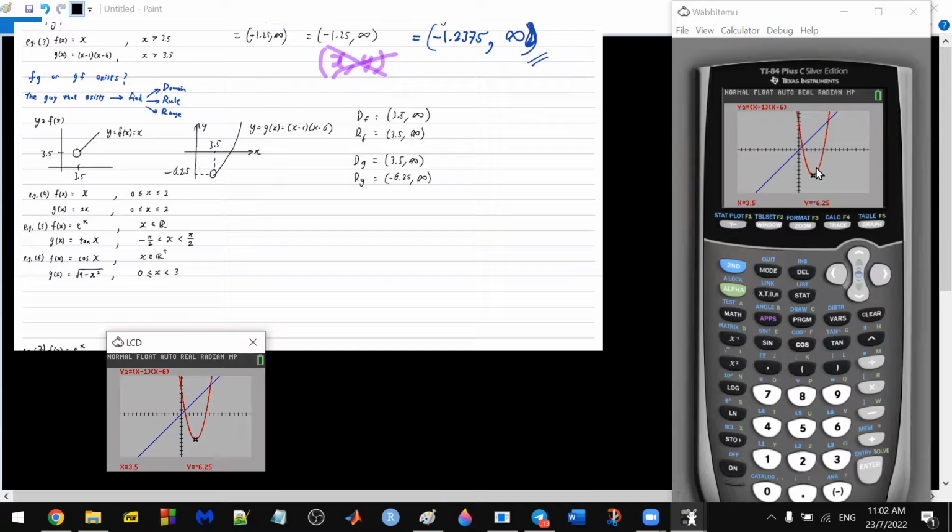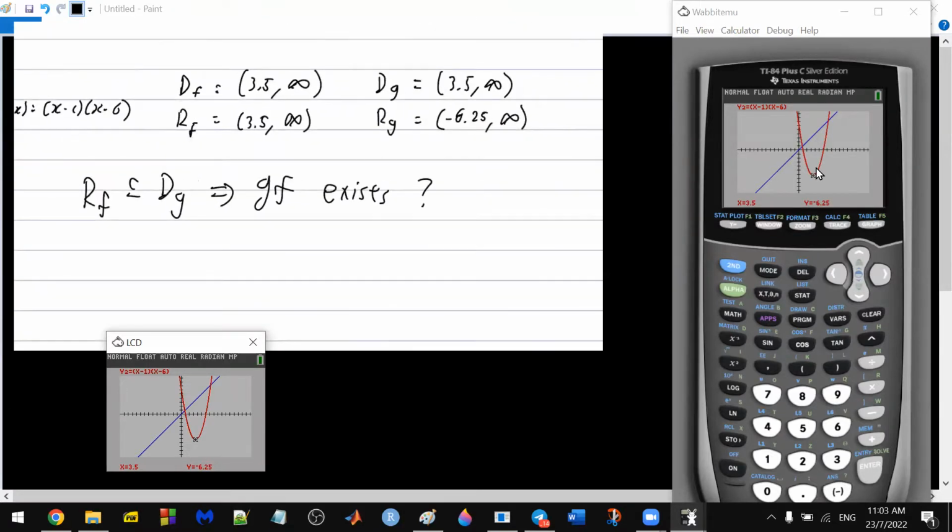Which one exists? Yeah, I'll put it side by side. GF exists. So you're saying range of F subset of domain of G, therefore GF exists. Let's double check first. Range of F is what? This guy, 3.5 to infinity. Domain of G is what? 3.5 to infinity. They are the same thing. Can they be subset? Yes, they can be subset. So this is true.